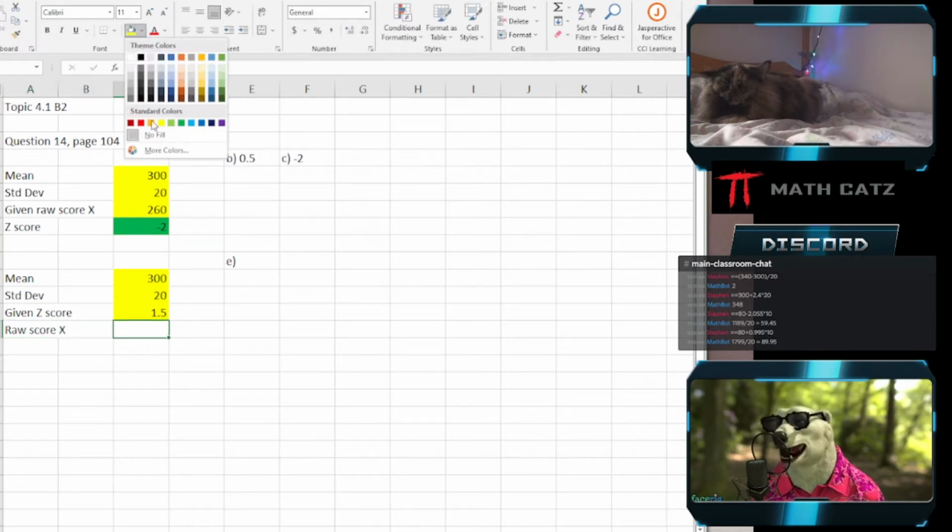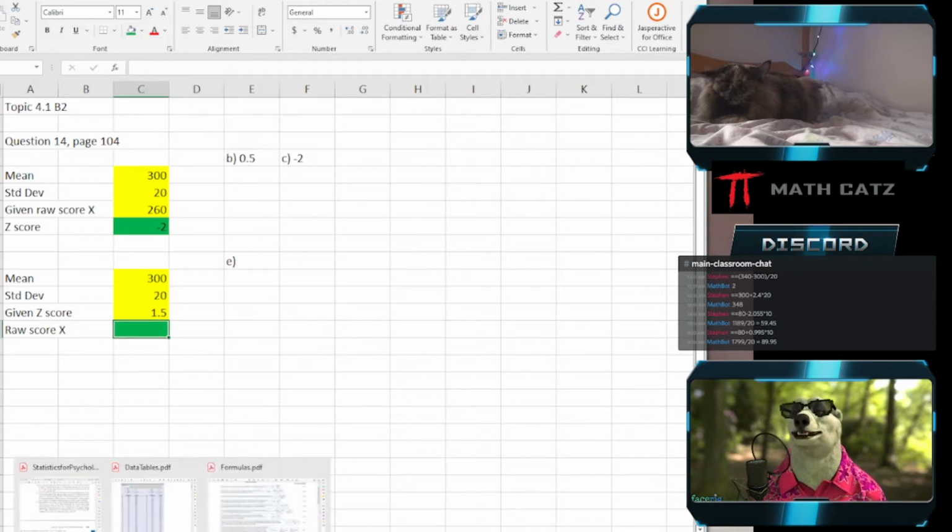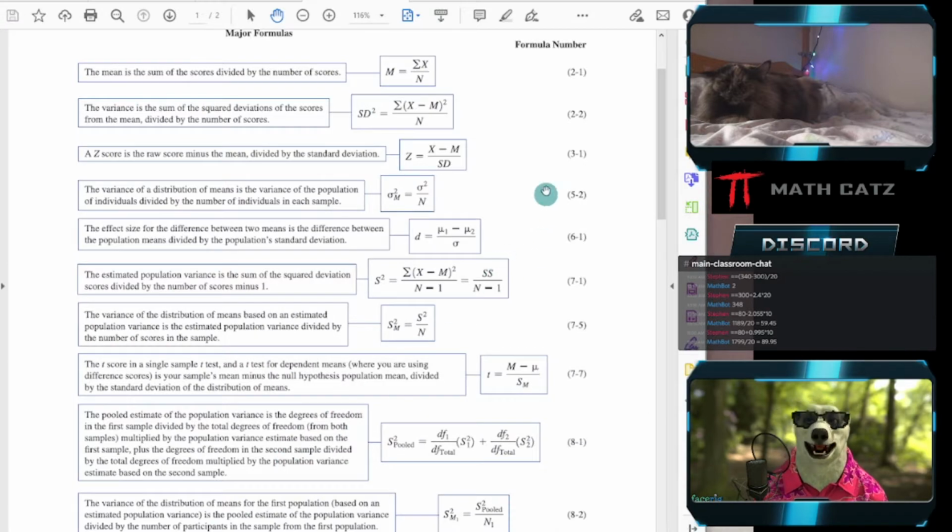And that will be my calculation cell. Now remember, how do we do that? Well, the formula might not be directly given here, but it is just a rewrite of formula 3-1 that we've also seen in the previous one. I'll write it down maybe for you.